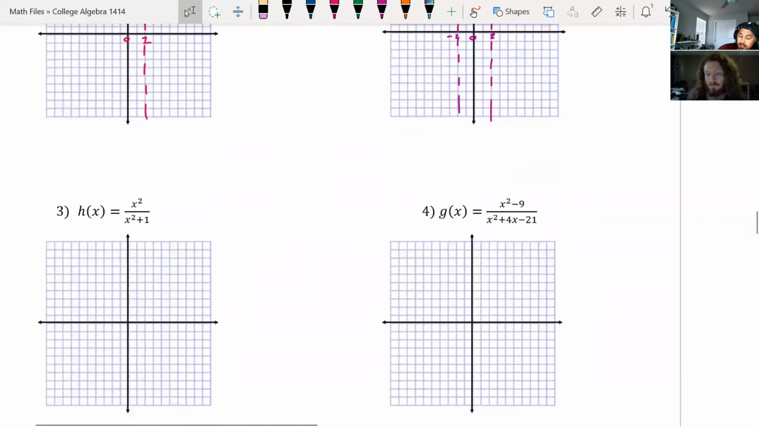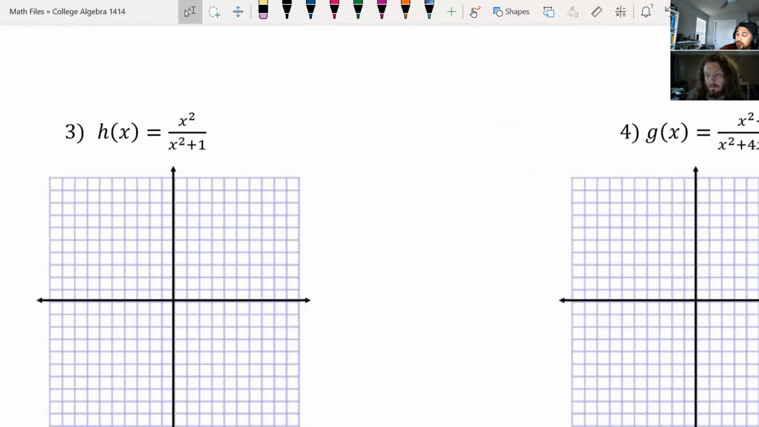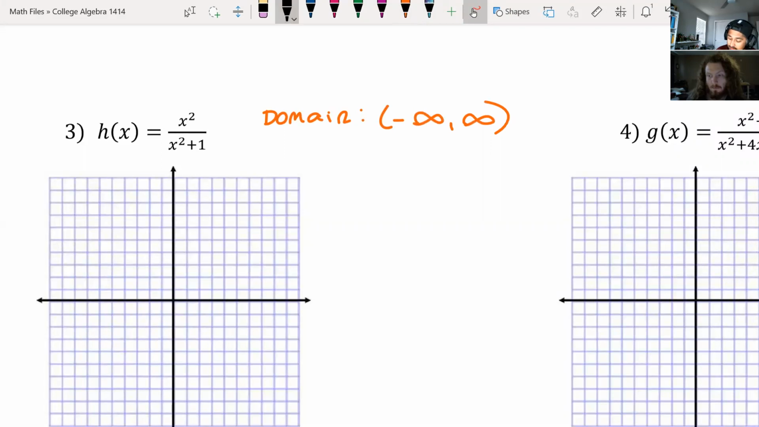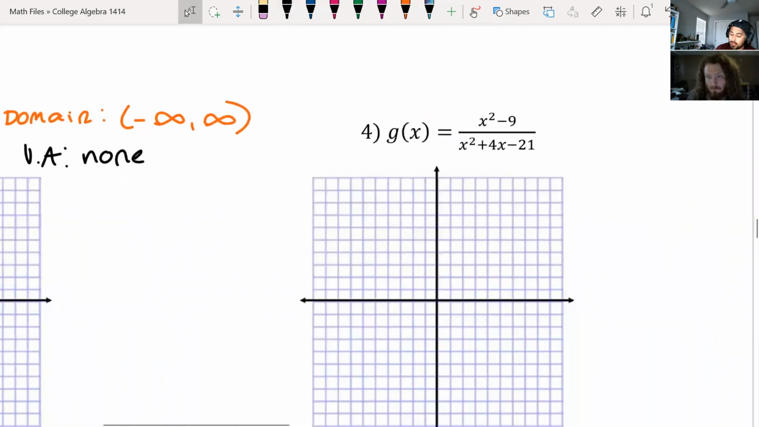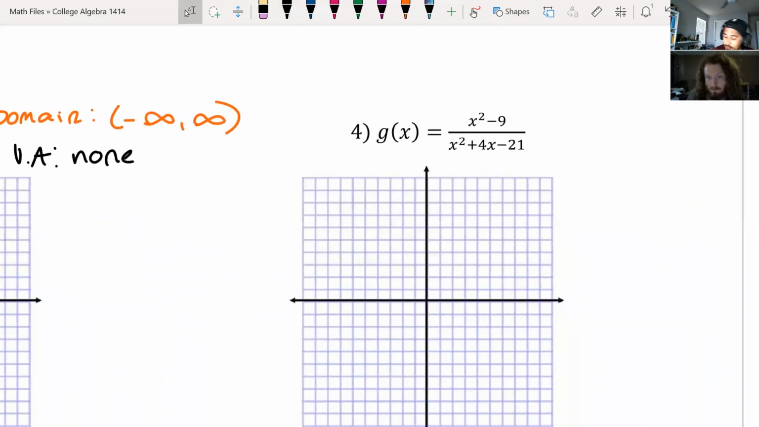Next one. x squared over x squared plus 1. What is my domain for this function? All real numbers. Which means that if it's all real numbers, do we have any vertical asymptotes? No. None. Okay. That means we don't draw anything. And then 4. Oh boy.